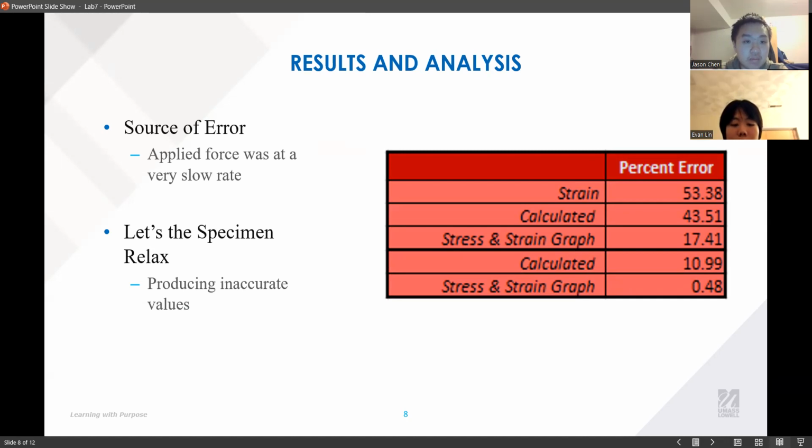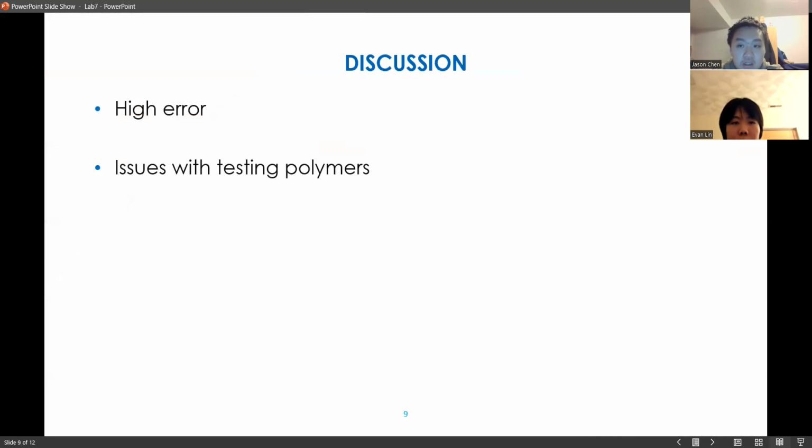That was mainly due to the source of error, which was when we were applying the force during the 3-point beam bending test. The specimen experienced the force at a very slow rate, letting the specimen relax and produce inaccurate values. So we had a pretty high percentage error for our calculated values, but the value we got from using the stress and strain curve was a little bit closer.